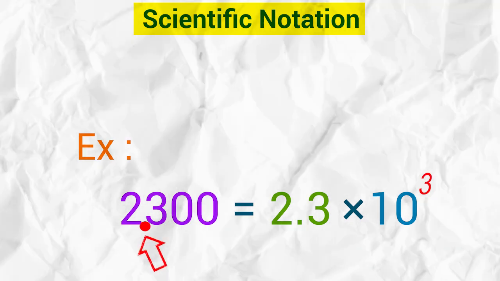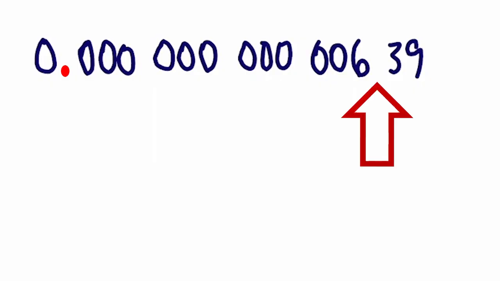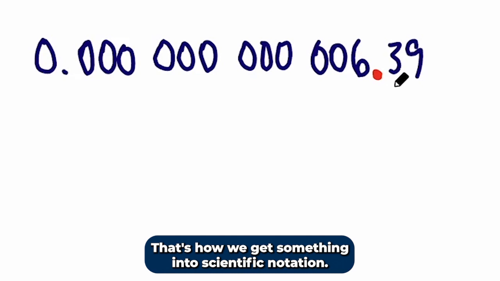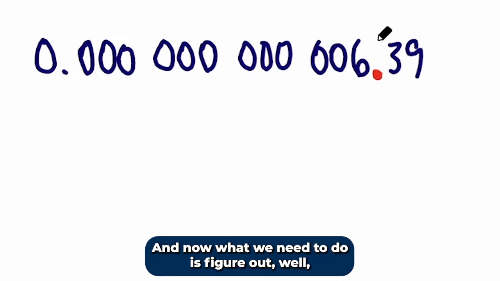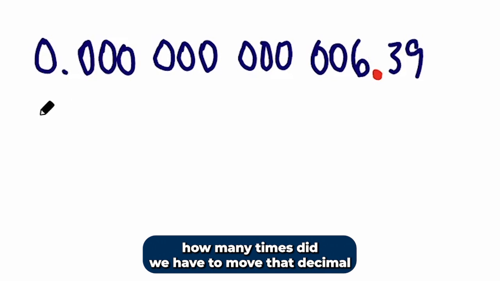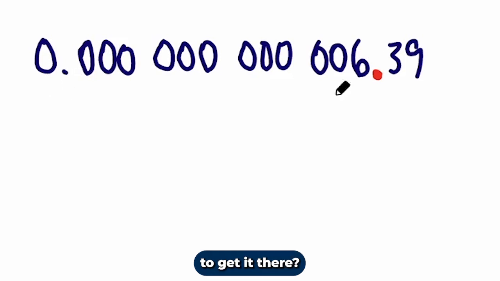So if we're trying to write the decimal after the first non-zero digit, that means I want that decimal to end up right over here after the 6. That's how we get something into scientific notation. And now what we need to do is figure out, how many times did we have to move that decimal to get it there?